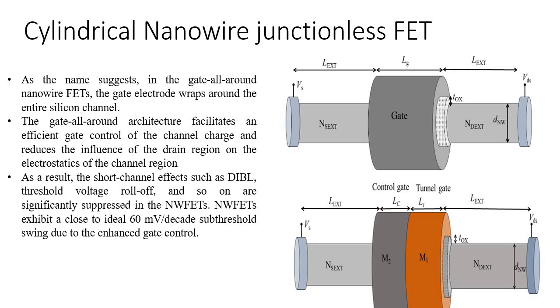The gate-all-around architecture basically facilitates efficient gate control of the channel charge and reduces the influence of the drain region on the electrostatics of the channel region. As a result, short channel effects such as DIBL, threshold voltage roll-off, and so on are significantly suppressed in the nanowire junctionless FET. Nanowire FETs exhibit a subthreshold swing close to 60 millivolts per decade due to the enhanced gate control.